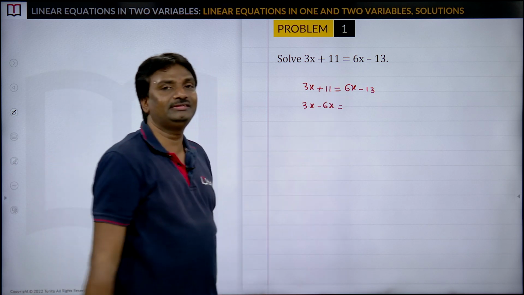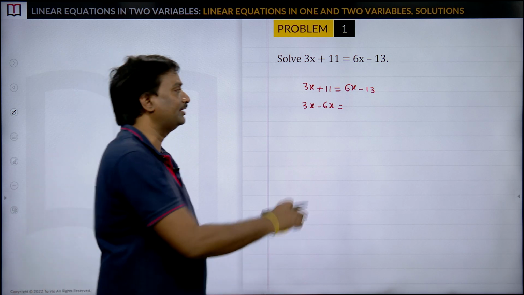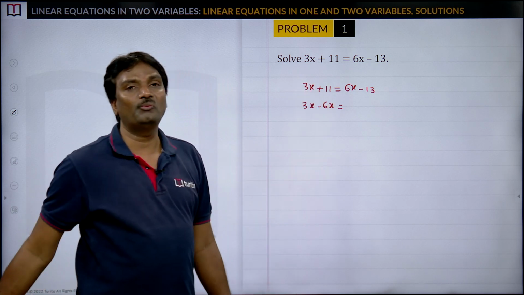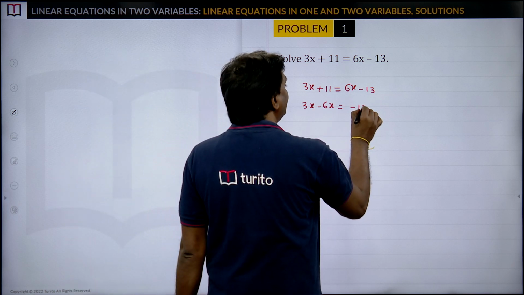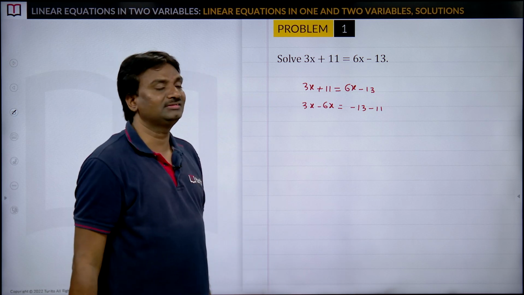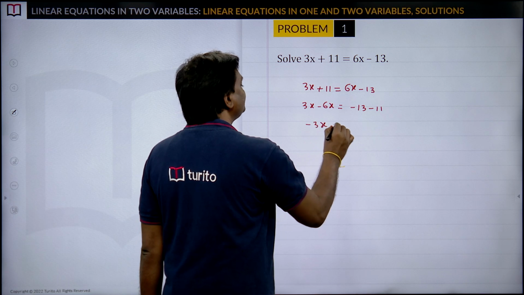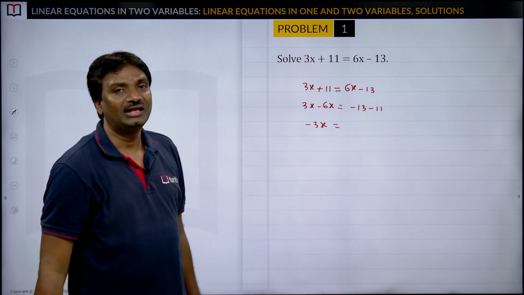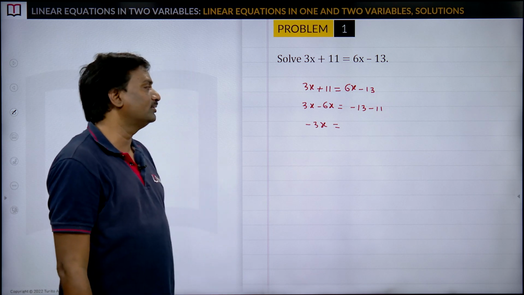Here plus 6x is there. By writing that 6x in LHS, we write minus 6x. Similarly, here we have 11. By writing 11 in RHS, we write minus 11. By taking 11 to that side, minus 13 minus 11. And 3x minus 6x is minus 3x. 3x is positive, 6x is negative. By subtracting 3x from 6x, we got 3x.